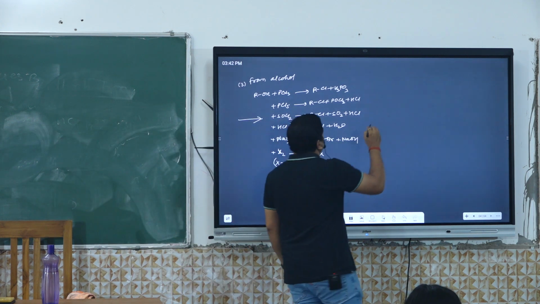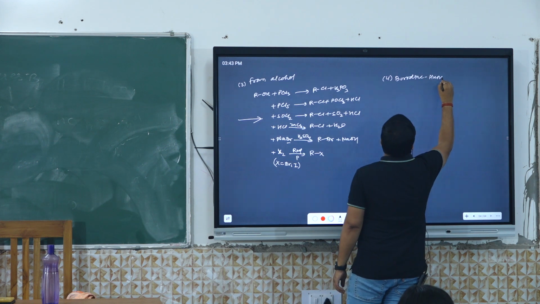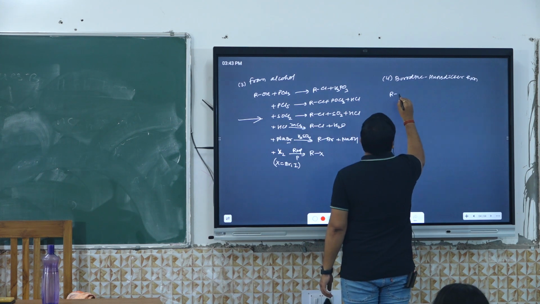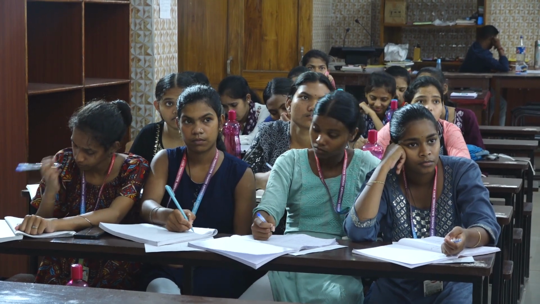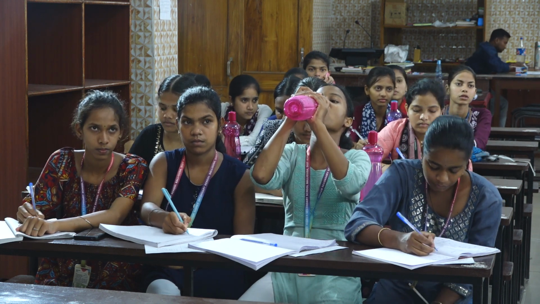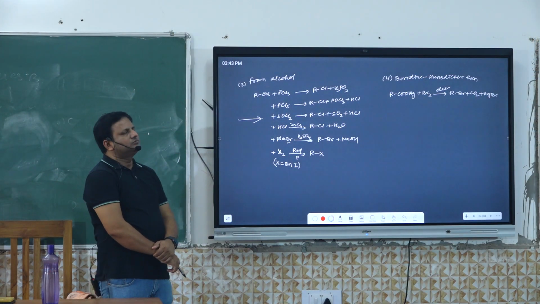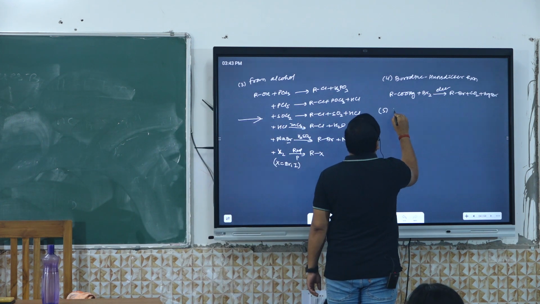Okay, next, which method have you studied? Borodin Hunsdiecker reaction. It is the silver salt of carboxylic acid reacting with bromine to form the alkyl halide. Write down this reaction, the Borodin Hunsdiecker reaction.